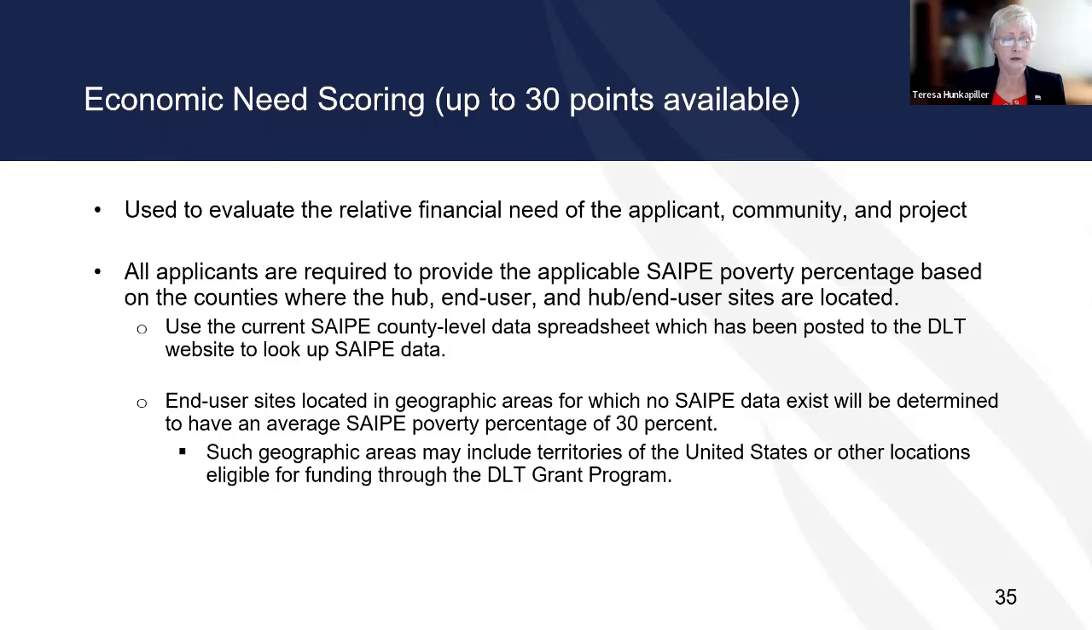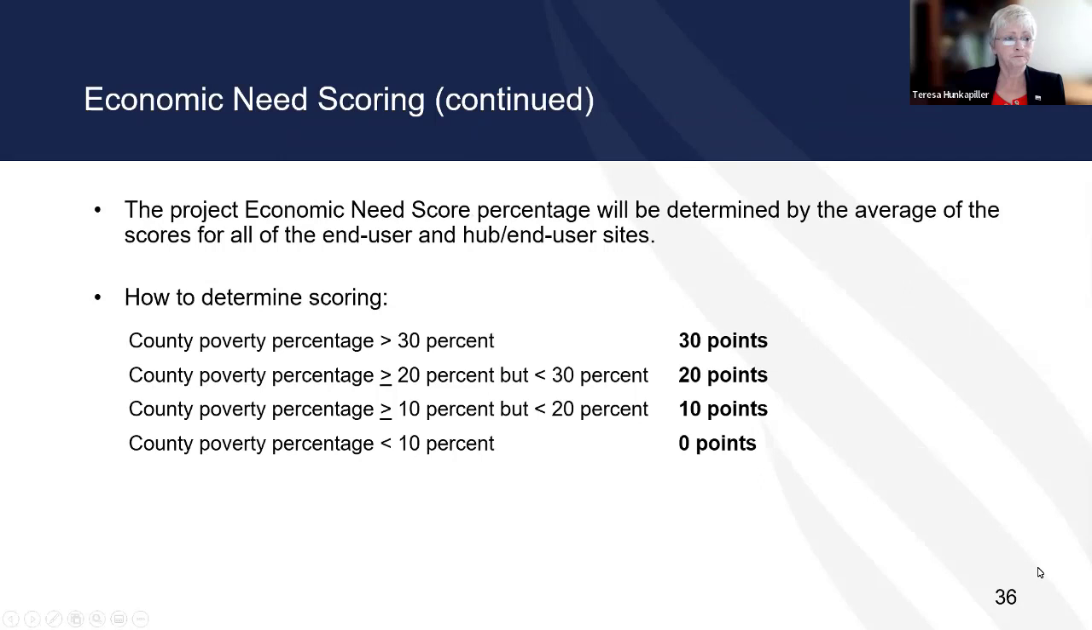Let's go a little bit further. Okay, this is our scoring point. You can get a total of 30 points for this, and this is according to poverty percentages. There is a considerable amount of this discussed in the application guide, so I won't delve into this too deeply, but if we do have questions and time, I will get a little bit deeper into this. Okay, the next slide, please.